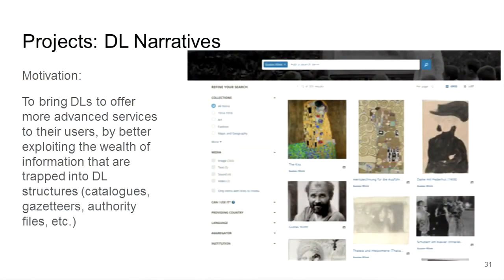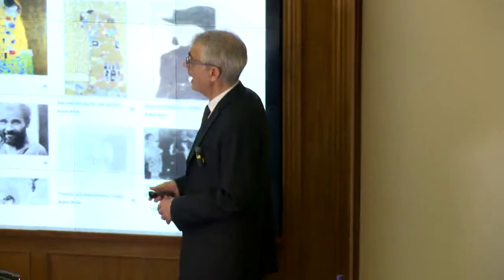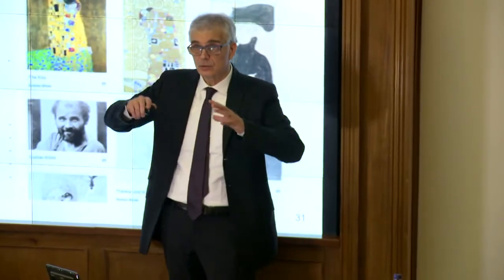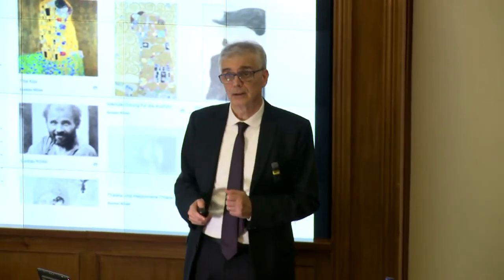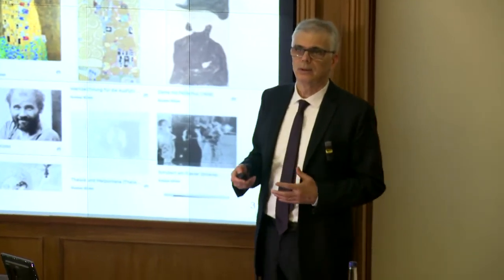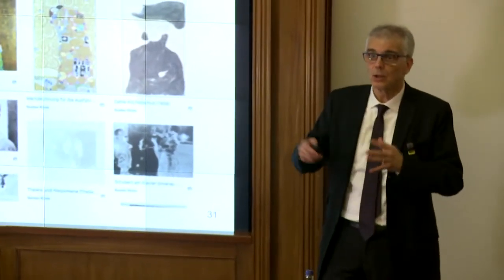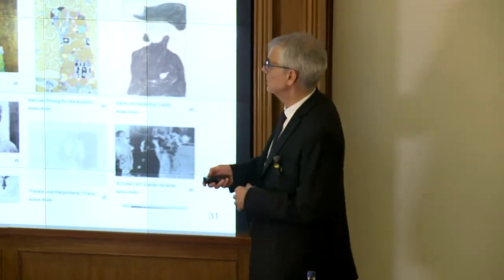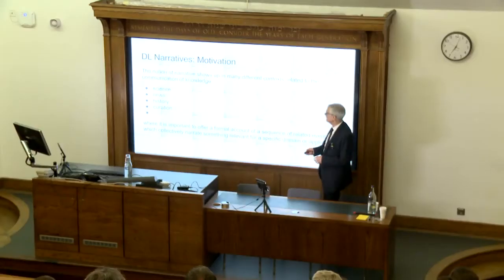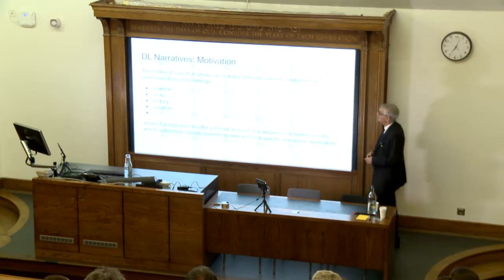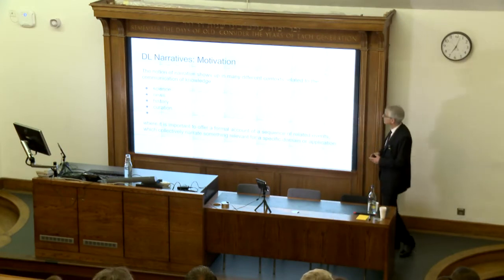So my motivation was, why don't we try to better exploit the wealth of information that digital libraries have in their catalogs, in their gazetteers, in their authority files, and so on. We try to create an information structure around those objects that tells a little bit more, that works as a semantic glue between the objects, the people, the places that are involved. This semantic glue is the narrative.